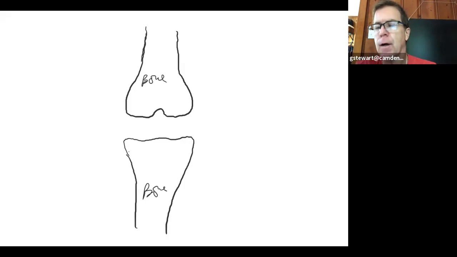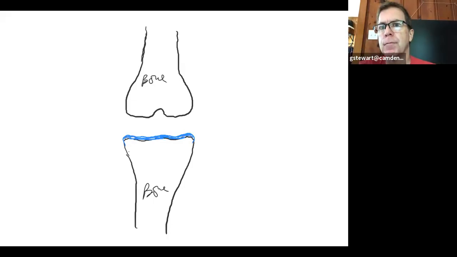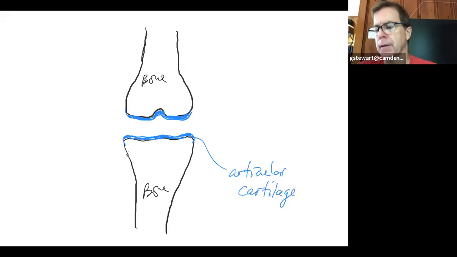Now there's a hyaline cartilage, which acts as an articular surface. So there's articular cartilage surfacing the bones themselves. These are all structural elements to this synovial joint. Remember, articular cartilage is always hyaline cartilage, always.